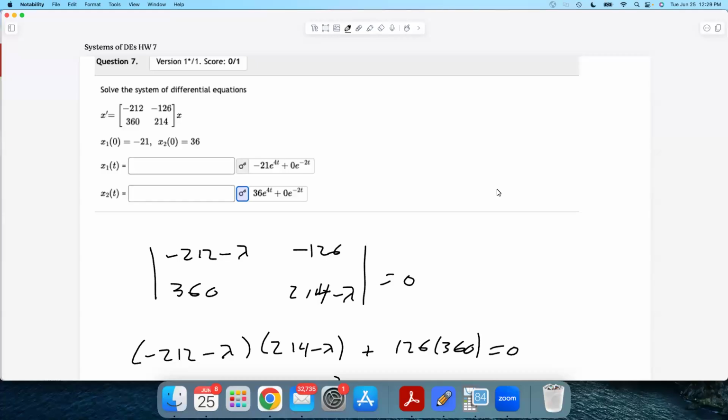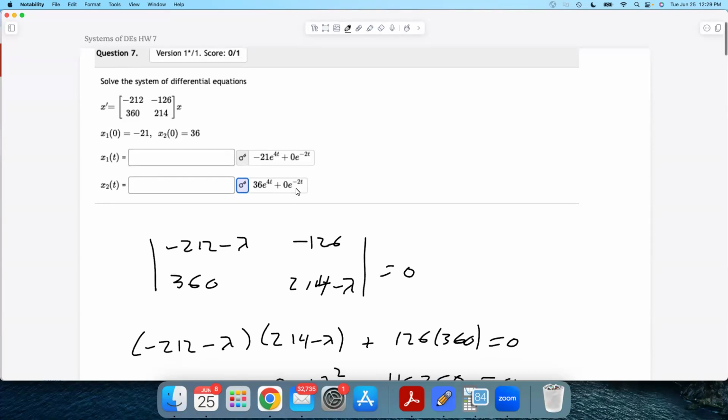Okay, this is, at least currently, question 7 in the Systems of DE's homework. Kind of a challenging one, at least this particular version. Remember, everybody's probably going to get a different version of this problem, but this particular version, something weird happened. We end up getting 0 for one of our C's at the end.